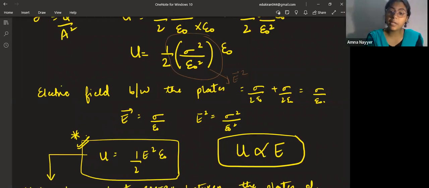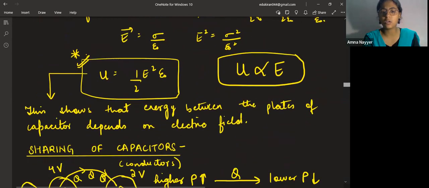Yes, a comparison can be made between the magnetic energy and electrical energy. There you will have the magnetic field, and instead of permittivity, you will have permeability. So that is different. So half E square epsilon naught.